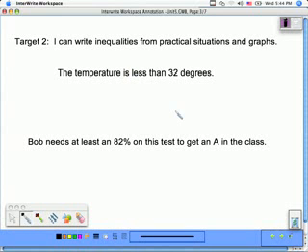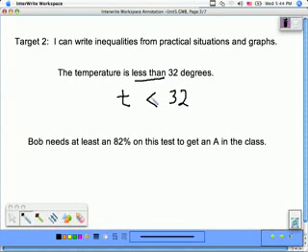Target 2. I can write inequalities from practical situations in graphs. First, let's use a couple of practical situations. The temperature is less than 32 degrees. Temperature will be our variable. We'll use a T. Less than will translate into the inequality less than sign and 32. So T is less than 32.